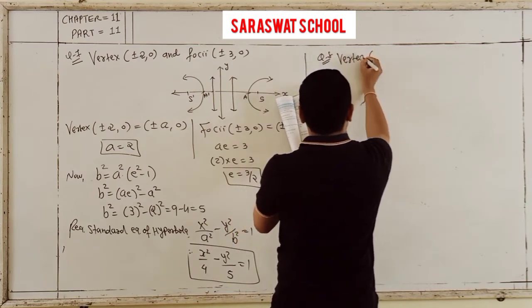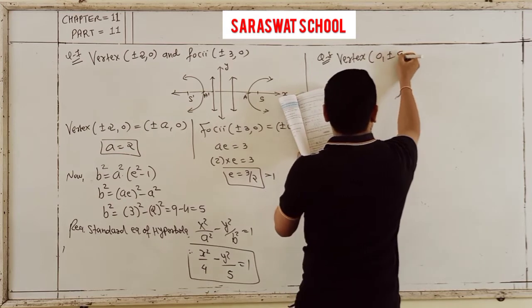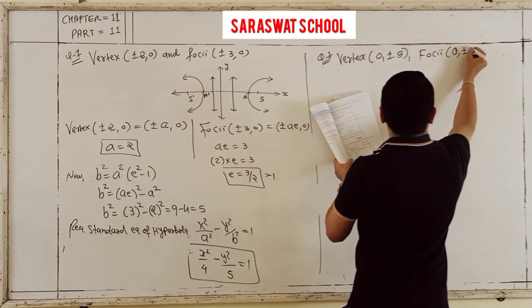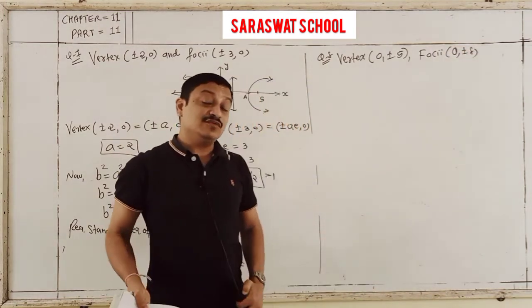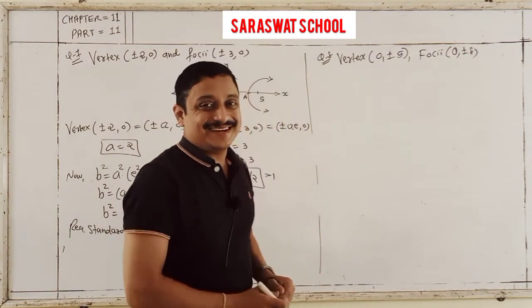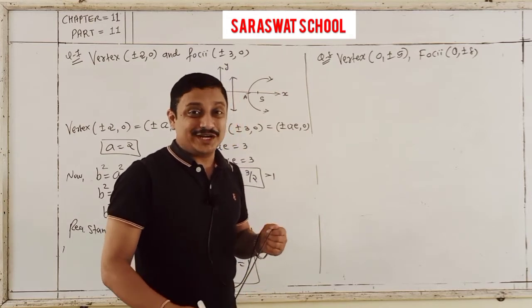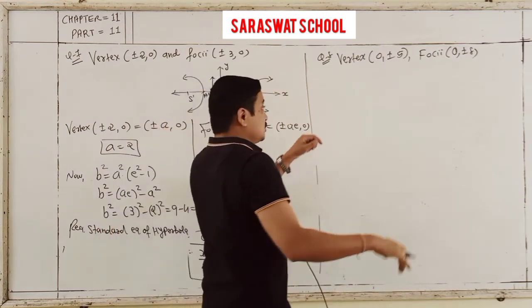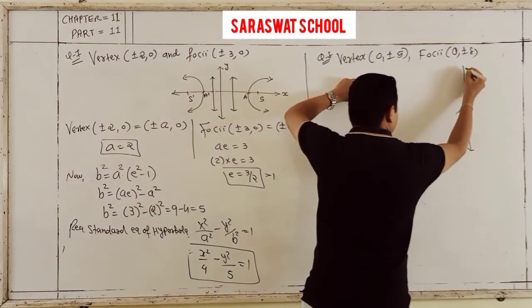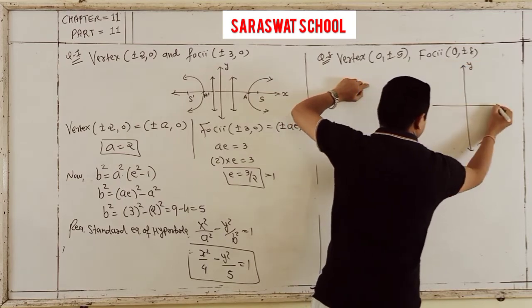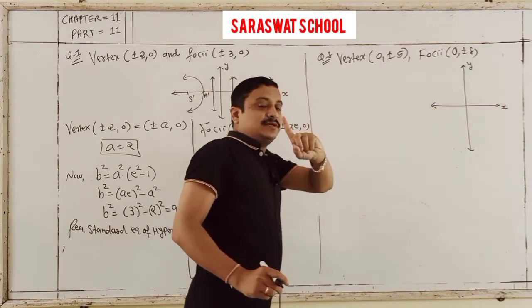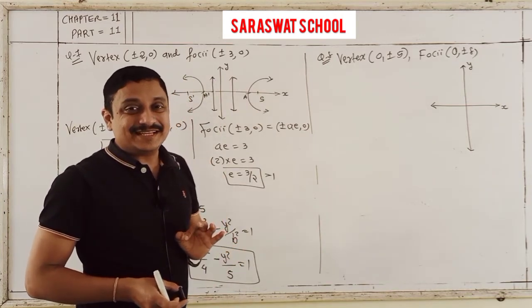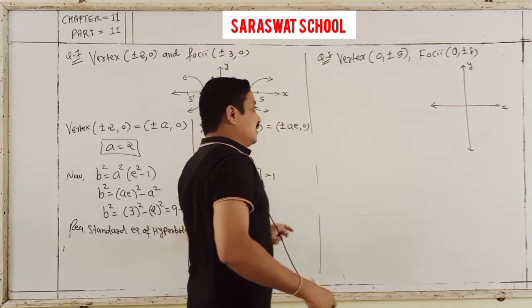Vertex is (0, ±5) and foci (0, ±8). This time the foci are given on the y-axis, which means the transverse axis, the main axis, the major axis is on the y-axis. So here I am drawing the y-axis and x-axis. Students, the conjugate axis is the minor axis, and the transverse axis is the major axis.